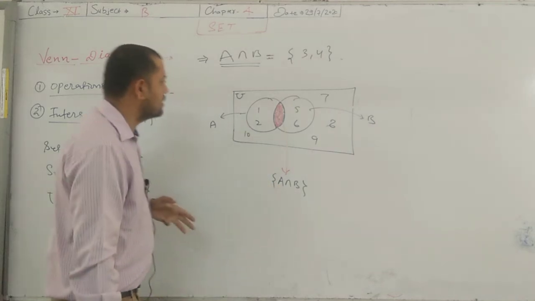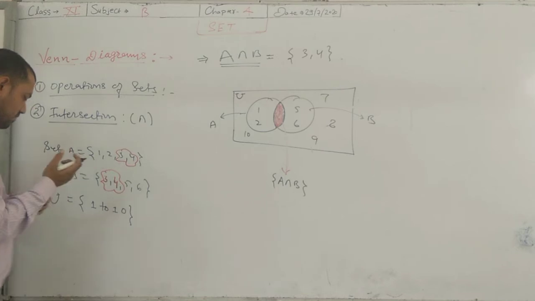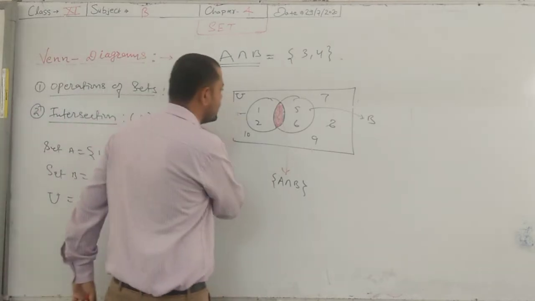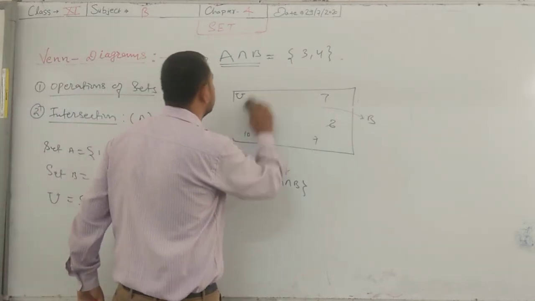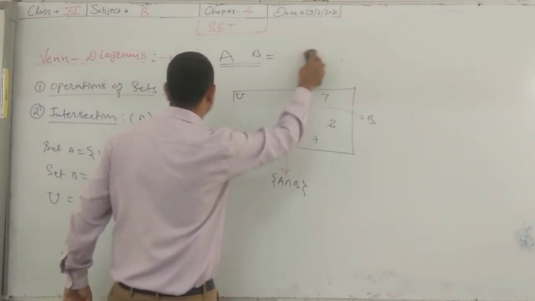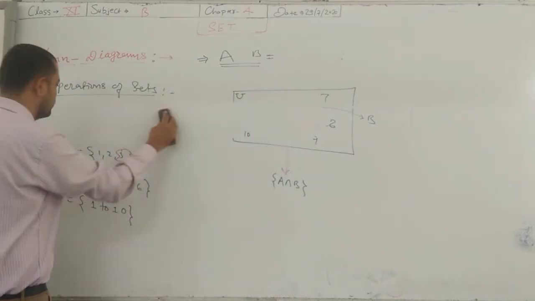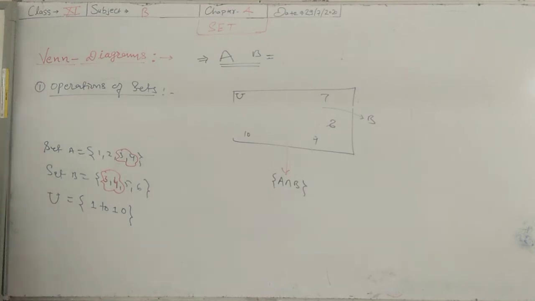The third operation is the difference between two sets, a very important concept. How do we find the difference of two given sets? How do we calculate the difference of the set elements? There are two types of difference. The third topic is difference. First is union, second is intersection, and third is difference. How do we calculate the difference?